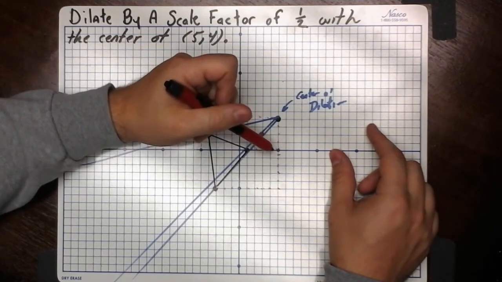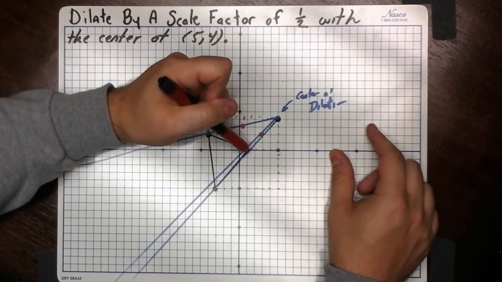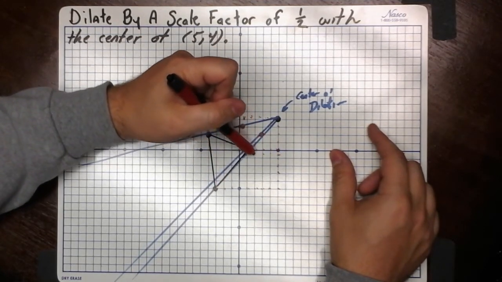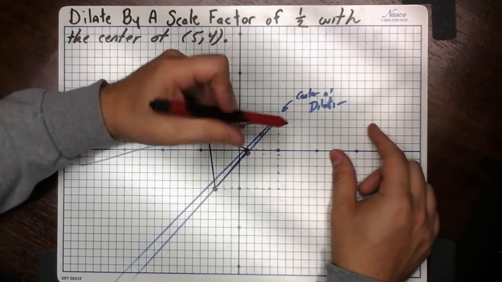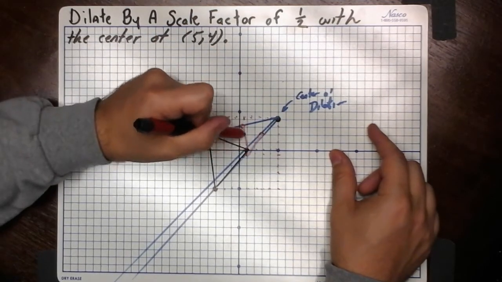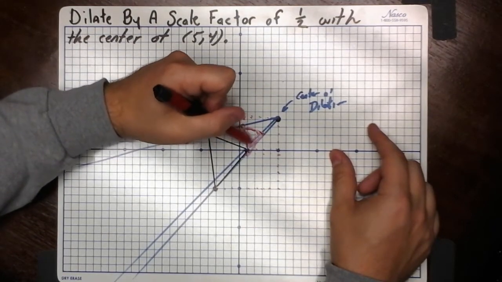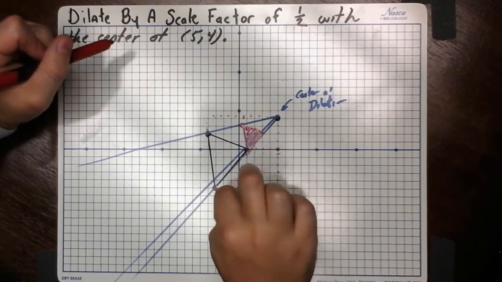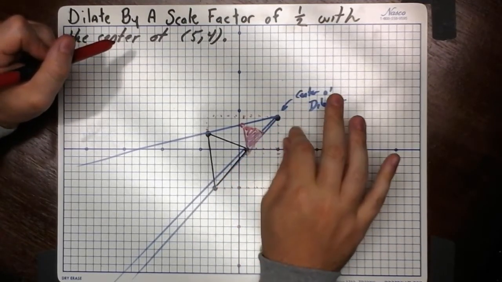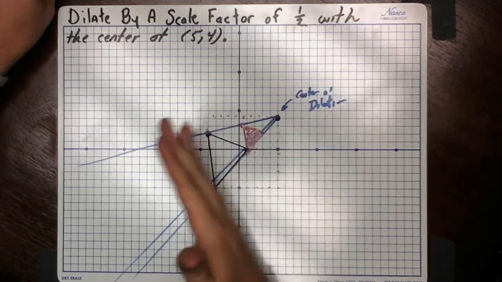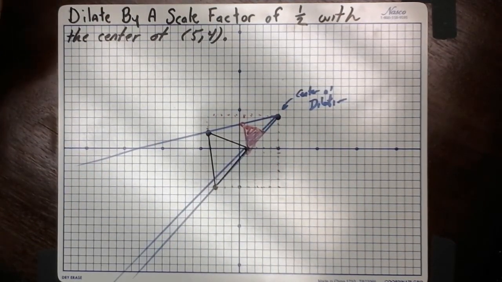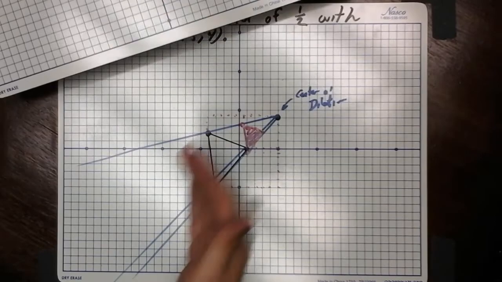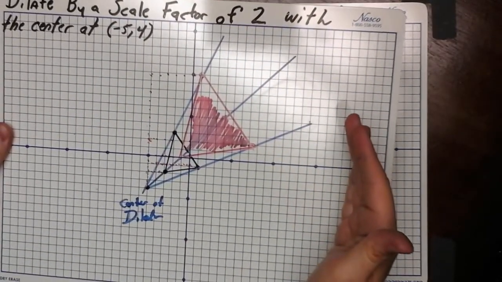Here we go again. This is a lot of guesstimating going on here. But these lines that I drew are going to make things a little bit easier. 1, 2, 3, 4. See how I landed on that? Okay, so here's my dilated image. Half the size, and a little bit closer to the center of dilation. Where the other one was double the size, I'm going to pull that one back out. This one was double the size and moved away. Half the size, closer. Double the size, farther away.